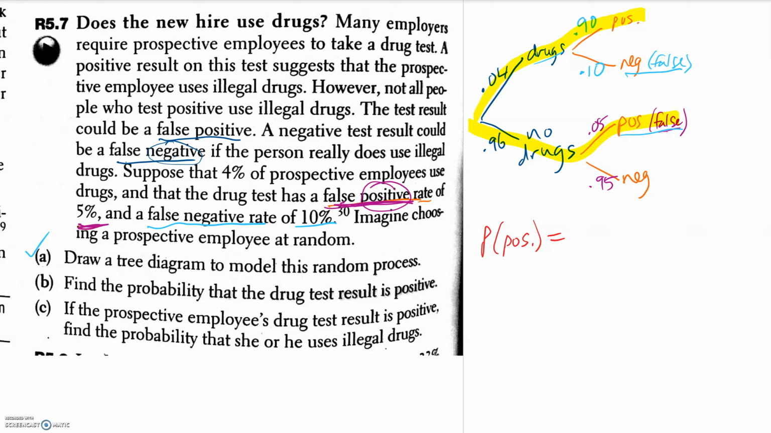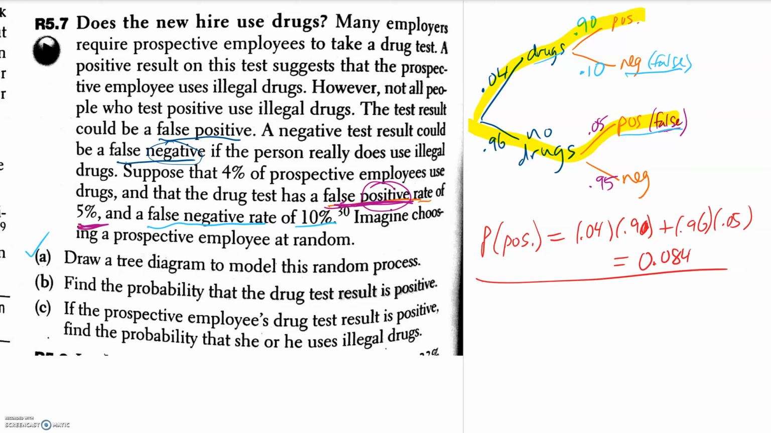And that means we're going to take the 0.04 times the 0.90 plus the 0.96 times the 0.05. All right, and we're just going to work that out. Let me just double check my numbers here. That's a 90 right here. And that looks good. So that's going to turn out to 0.084. Okay, so it's actually a pretty small percentage. It's only an 8% chance of getting a positive test result.